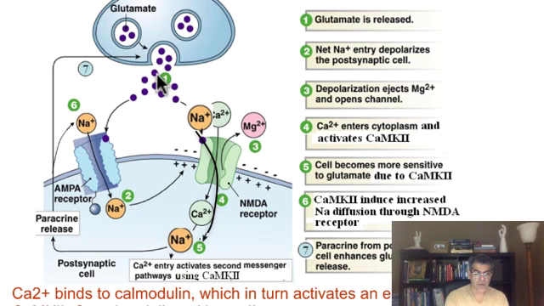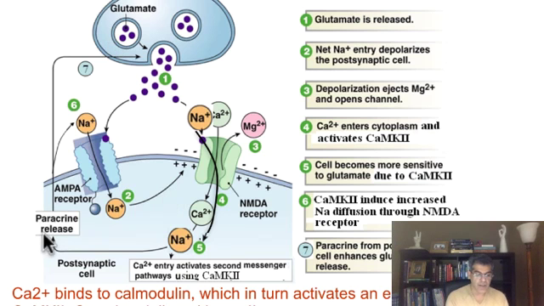Imagine that you're releasing some glutamic acid. As a result, you bring calcium in, you create paracrine, and paracrine is going to make you produce more glutamic acid. More glutamic acid is going to bring more calcium in. That is going to make you produce more paracrine, and this cycle is going to go on and on.